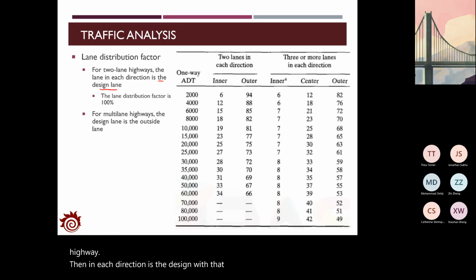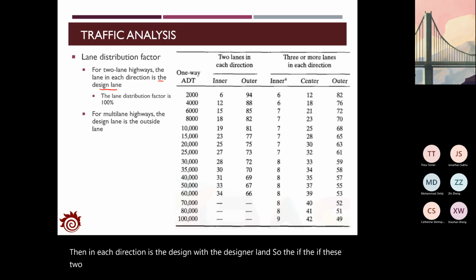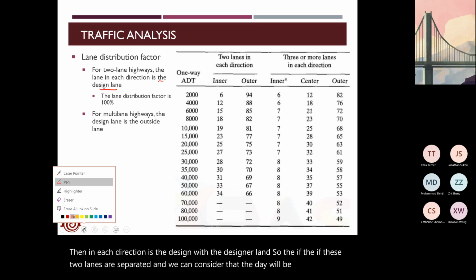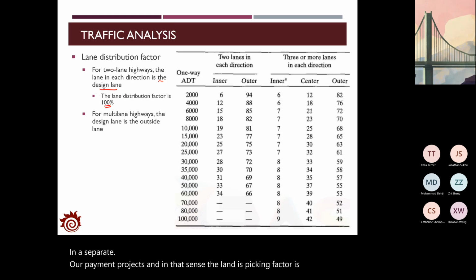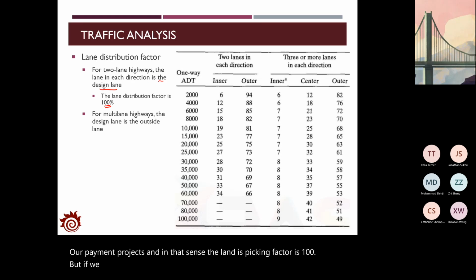So if these two lanes are separate, we can consider that they will be in separate pavement projects, and in that sense, the lane distribution factor is 100%. But if we have multiple lanes, then they will be very different.